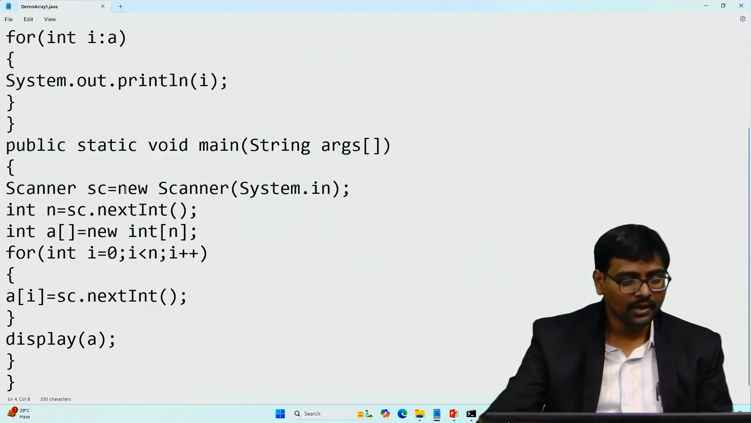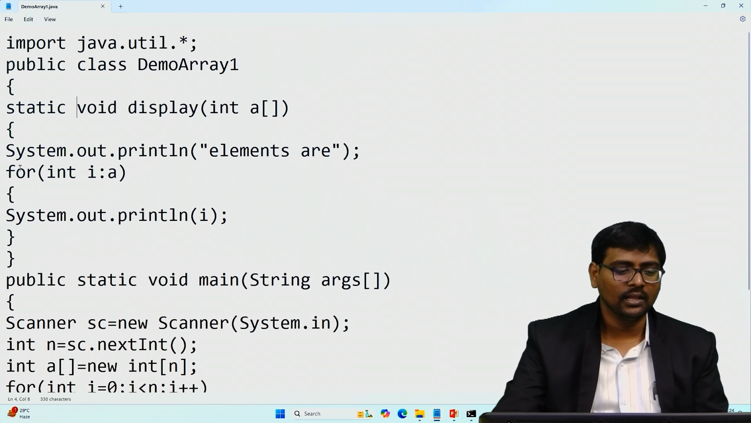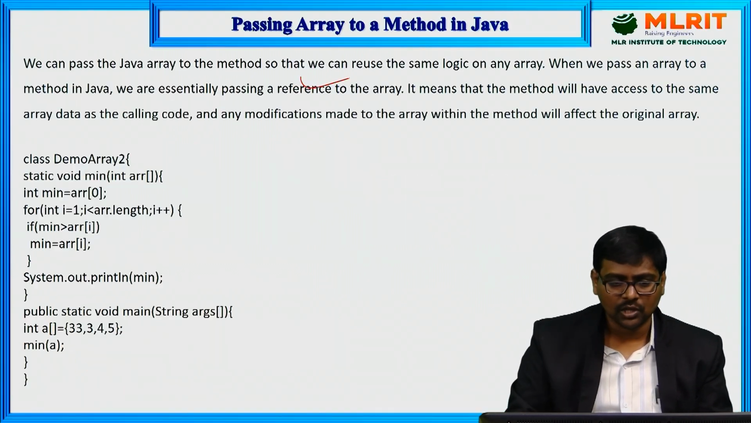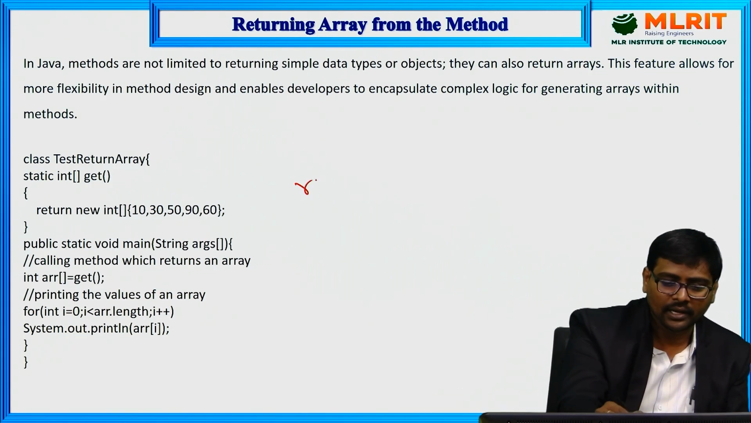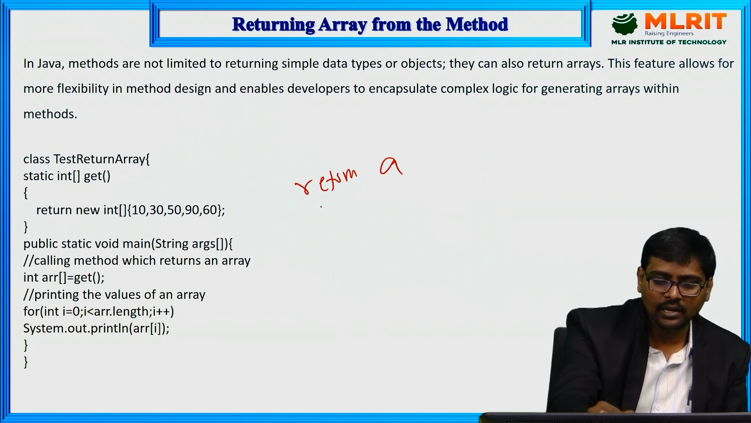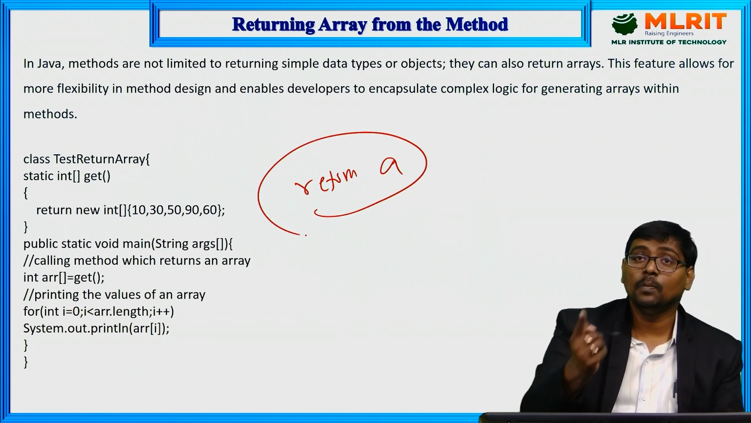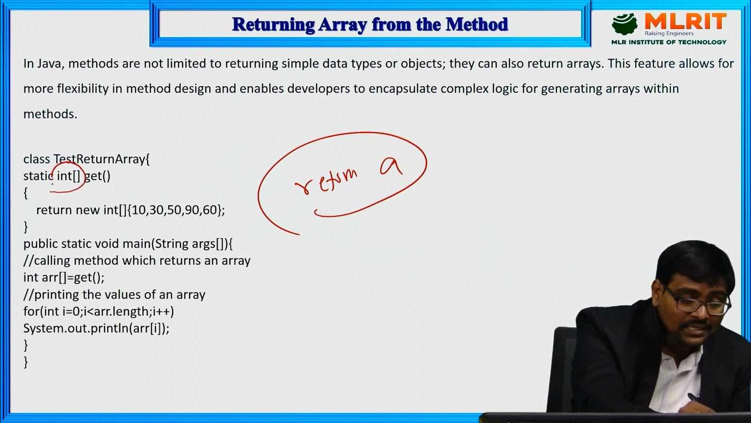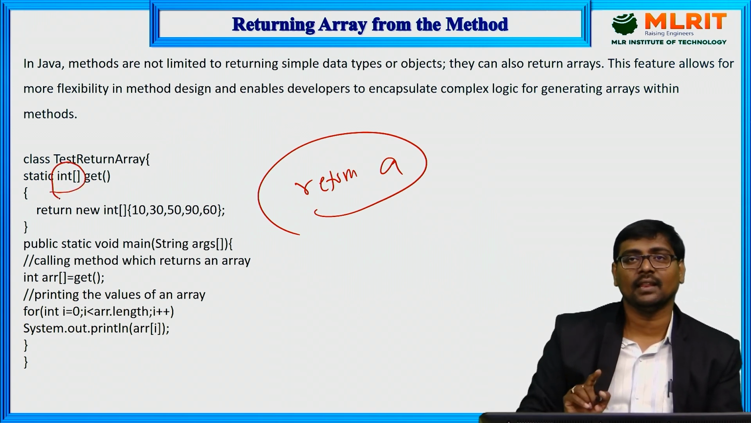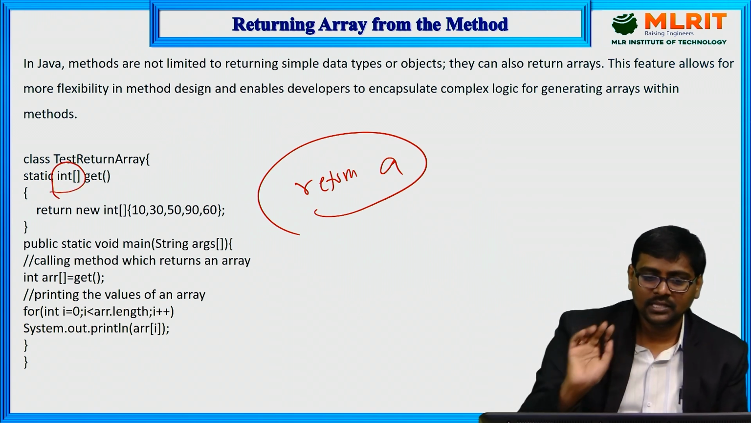At the same time, it is possible to return the array after completion. If you want, directly you can return a, it returns the value, but remember while returning, the return type is array. You need to declare it like that. The return type is array.